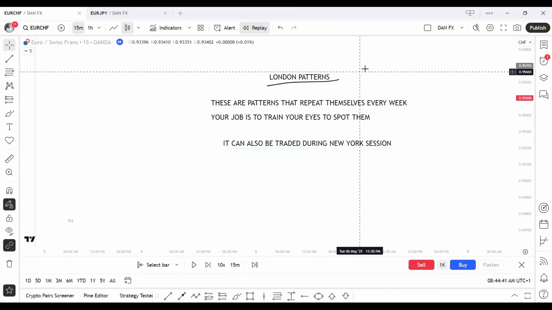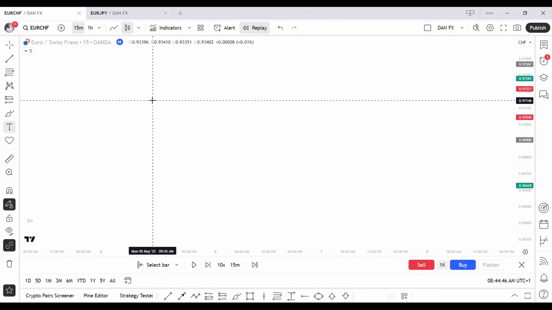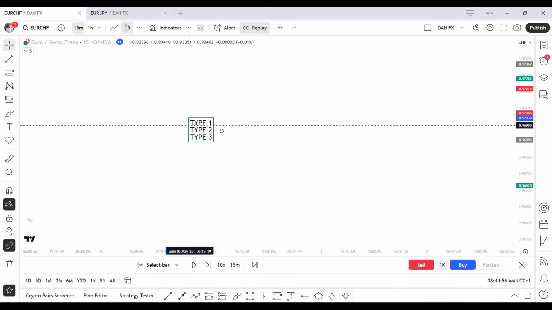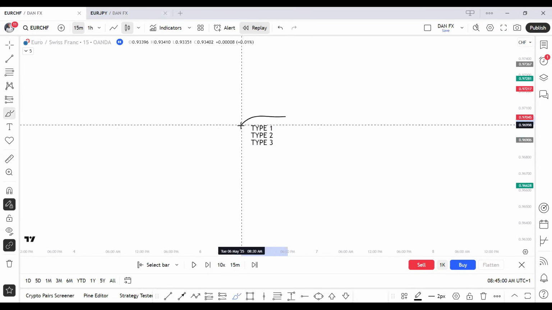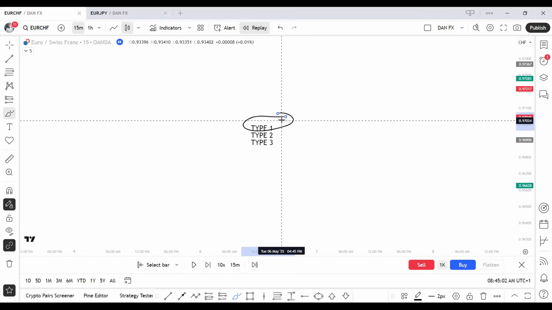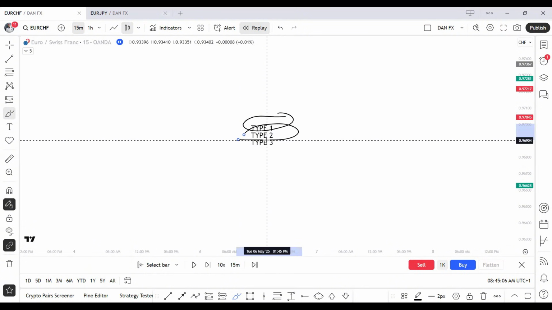So what exactly are the London patterns? There are mainly three London patterns: there's type 1, there's type 2, and there is type 3. In this video, I'm going to be breaking down just type 1. Then in the next video, I'm going to be breaking down type 2, and the next video after that, I'm going to be breaking down type 3 and also showing you some examples, right?